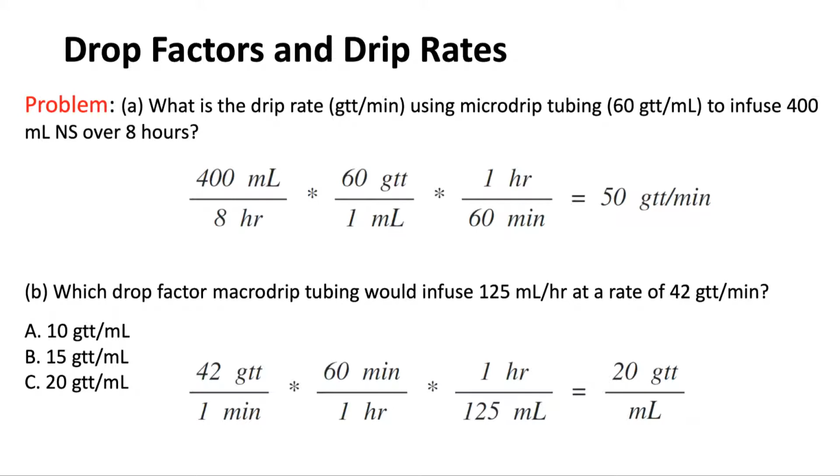What does that mean? It means that if I infuse this fluid at 125 milliliters per hour, then if I use a set that has 20 drops per milliliter, then essentially I will be infusing this at a rate equivalent to 42 drops per minute. And that's the answer to letter B.